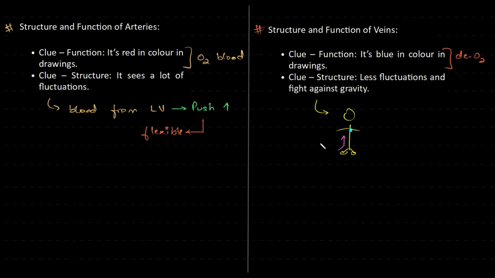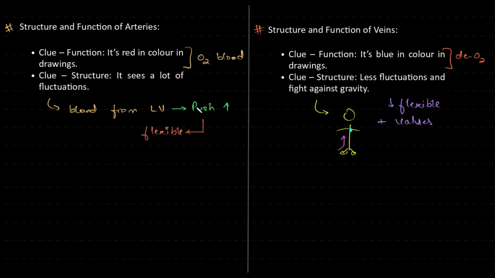So what shows the structure? Since the fluctuation is less, right? So it is less flexible, but it needs an additional thing as well. It has to go up against gravity. Yes, it needs valves, is it not? If something gets pushed up slowly, it should not come back again. So it has valves too. Right, guys? Does it make sense? Think about it.